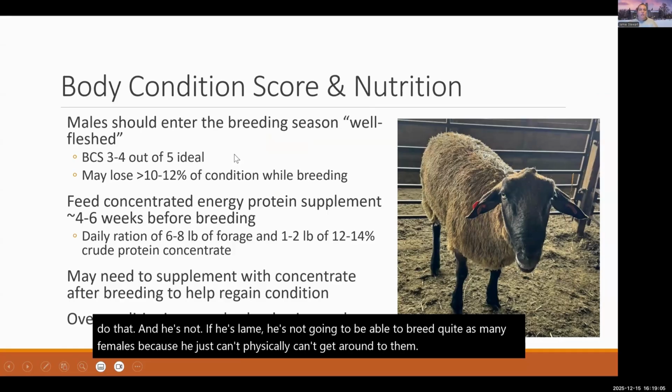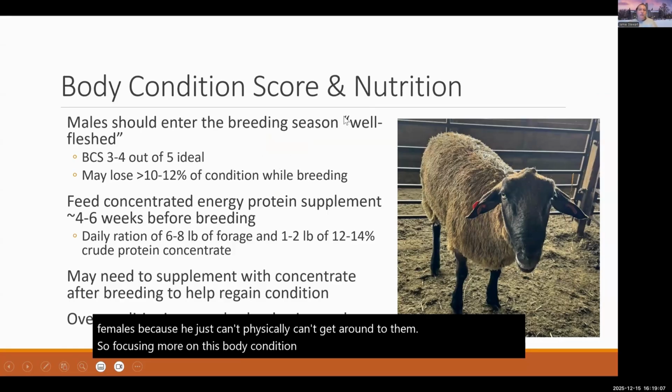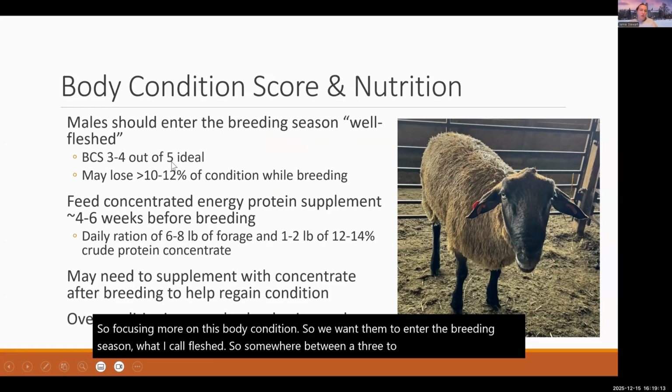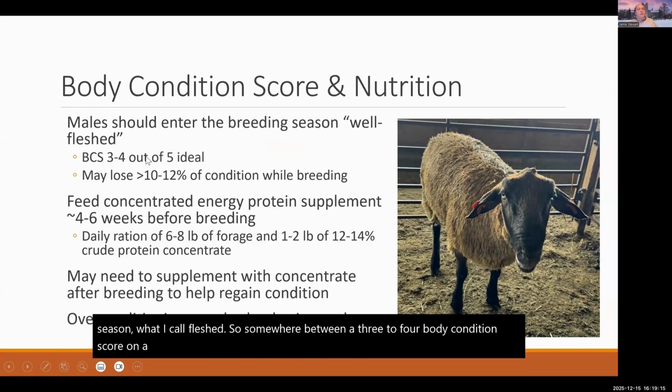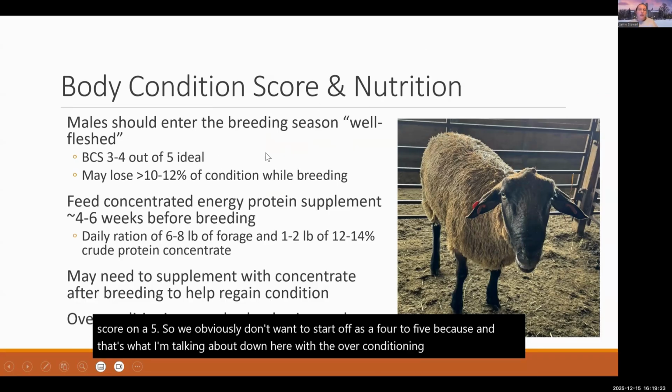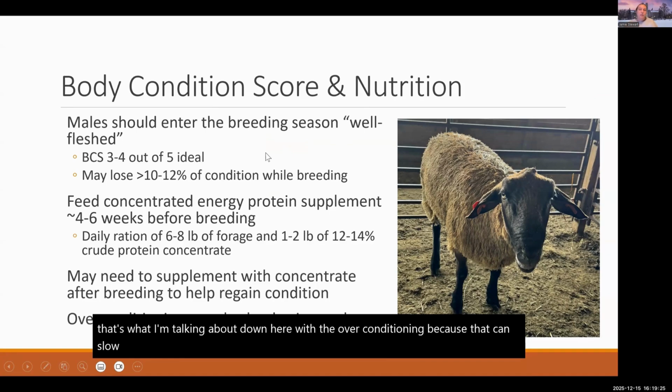So focusing more on body condition. We want them to enter the breeding season what I call well fleshed, so somewhere between a 3 to 4 body condition score on a 5. We obviously don't want to start off as a 4 to 5, and that's what I'm talking about down here with over-conditioning, because that can slow them down. That can predispose them to things like arthritis. They can also deposit fat around the scrotal cord, and it can affect their spermatogenesis.